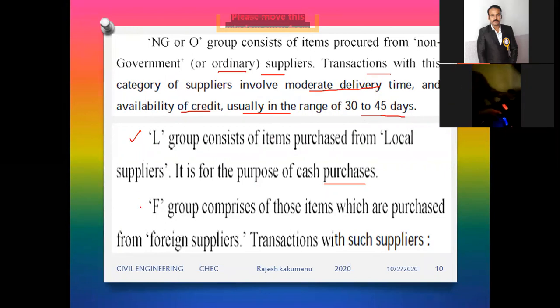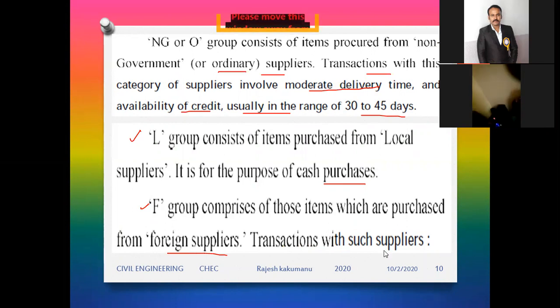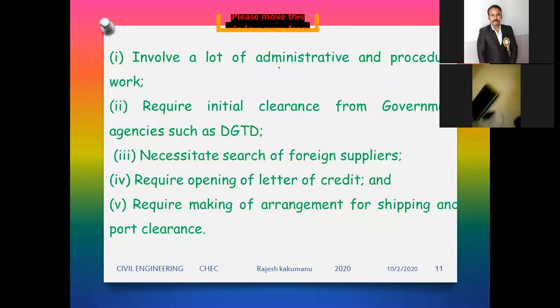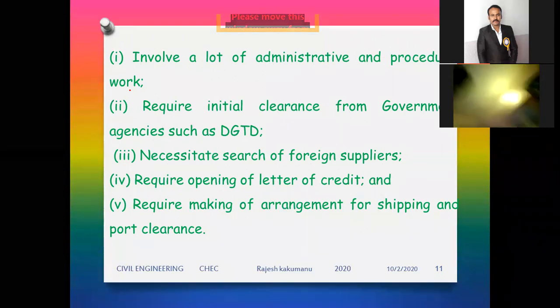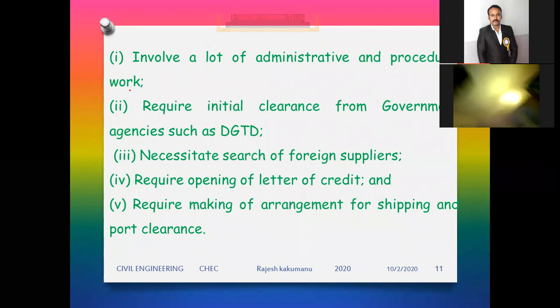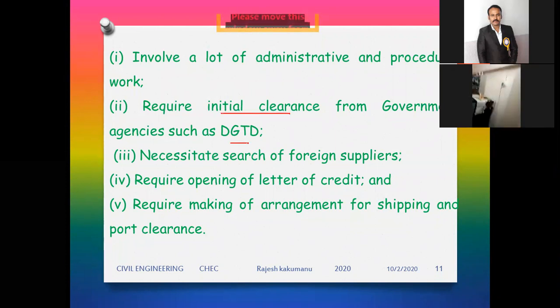So next, F1. F consists of companies whose items are produced by foreign suppliers. Transactions with these suppliers involve a lot of administrative and procedural work. So మన యూనిట్ 1 లో ఫస్ట్ యూనిట్ లో చదువుకున్నాం ఇంటర్నేషనల్ బిజినెస్ గురించి. So whenever you have to get the material from foreign, you are not directly involving with the foreign bodies. So some sort of intermediate bodies ఉంటాయి. With those permissions you are getting those materials into your shop. So here it requires initial clearance from government agencies such as DGFT.